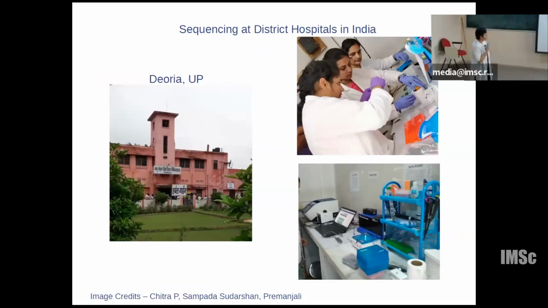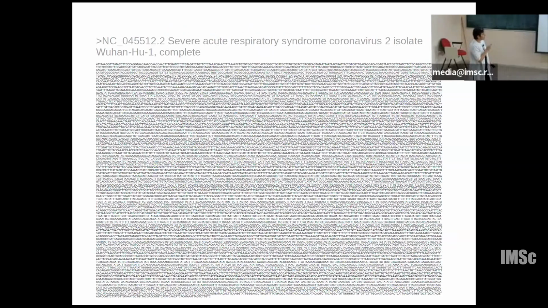We have taken this to set up a lab in Eastern UP and try to do sequencing to find out what's circulating in some of the brain infection cases there. I'll talk more about that later, but I just wanted to tell you that using this method, what you get at the end is this kind of bunch of letters. What you're seeing in front of you is the genomic sequence of SARS-CoV-2.